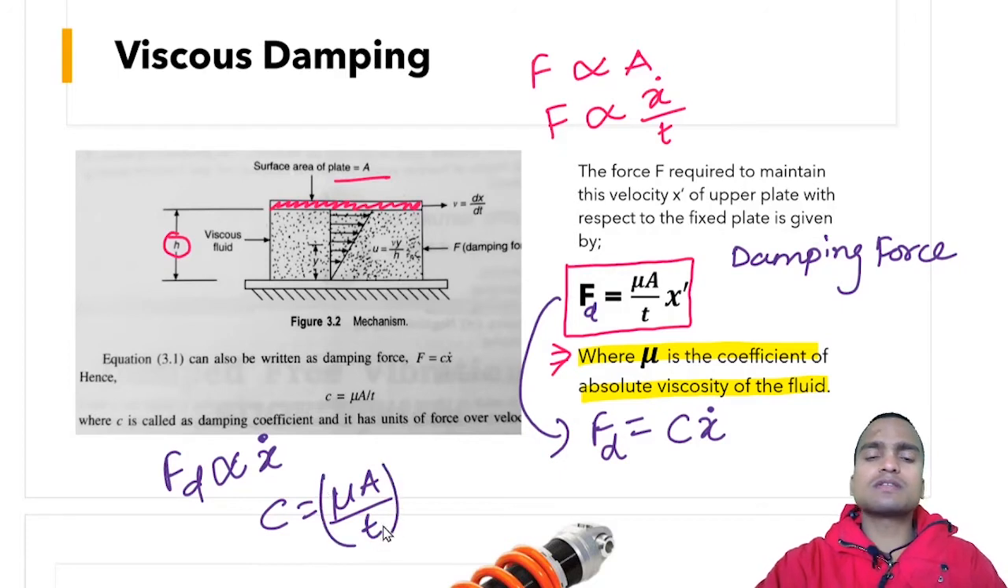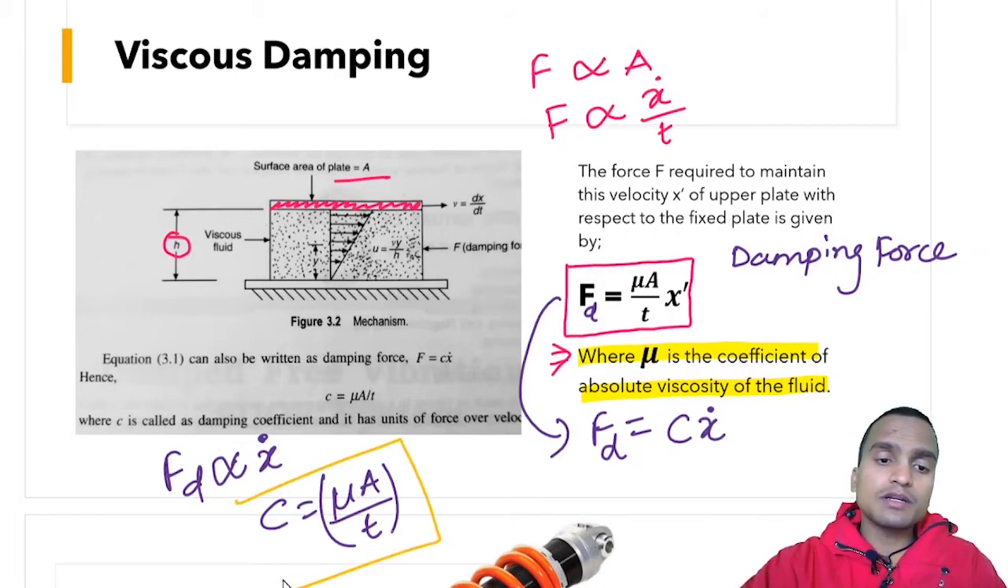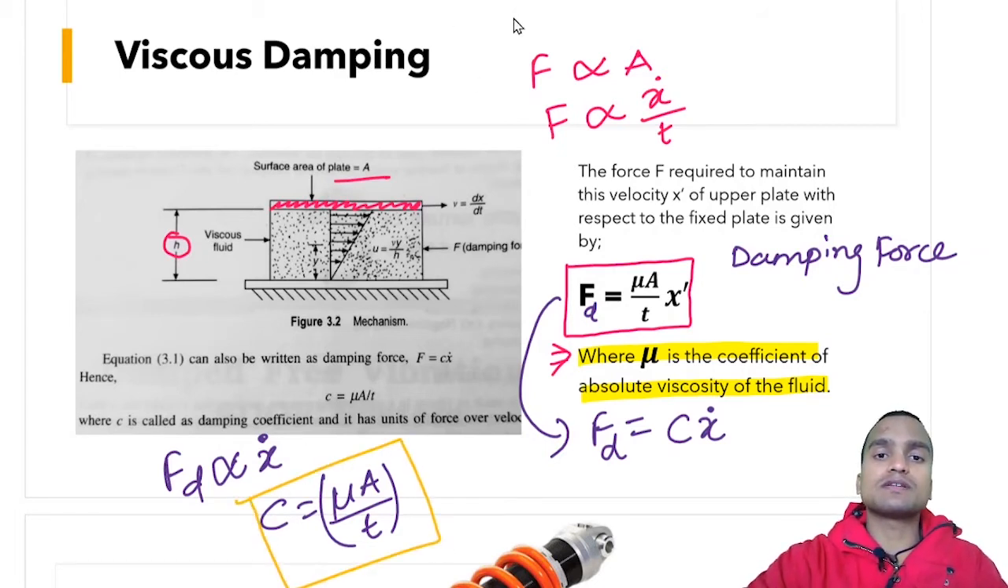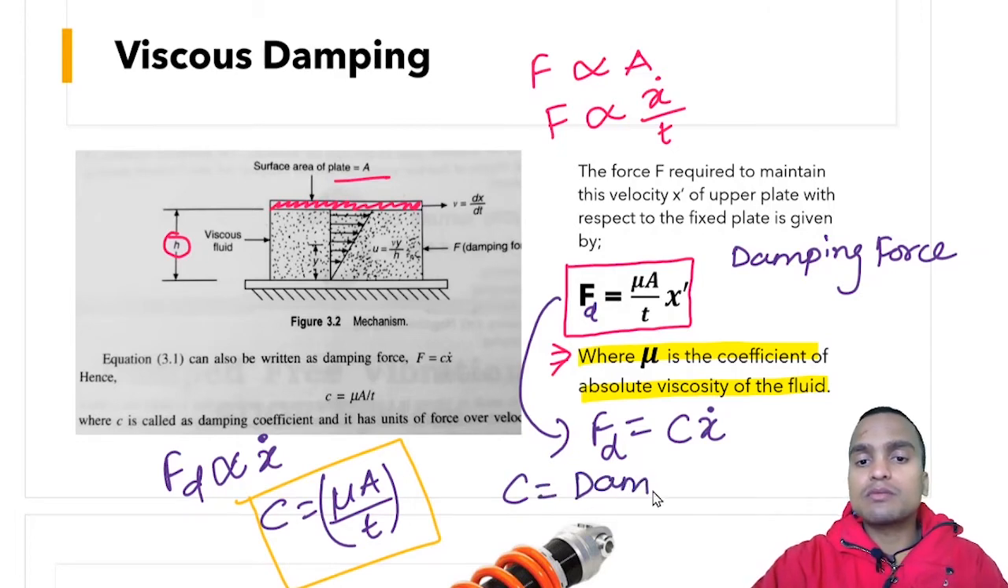So this is constant, and this constant we need not worry about how we calculate it. This will be provided when we are discussing structural dynamics. So this value, particularly the c value, will be provided. c is the damping coefficient. c is a constant here, and c is said to be the damping coefficient. Remember this, c is the damping coefficient.